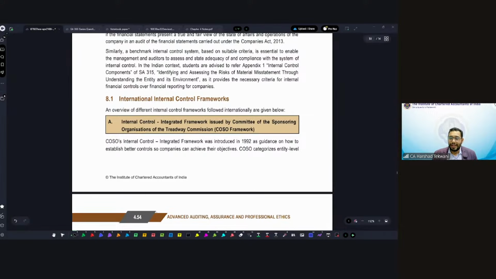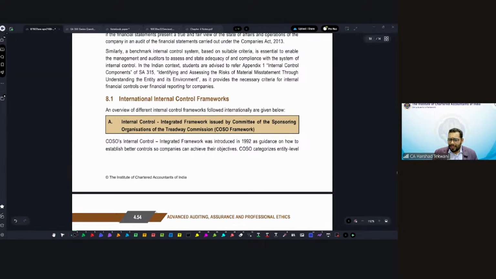We will understand what the deficiencies in the internal control are and how we need to communicate them. But before that, I think I have a question over here. The question is, what if a guidance note is in conflict with some international framework?